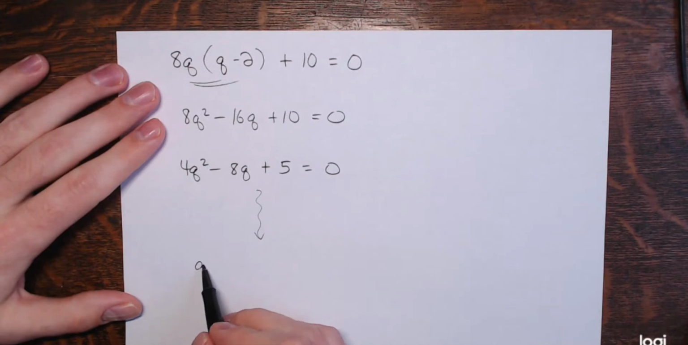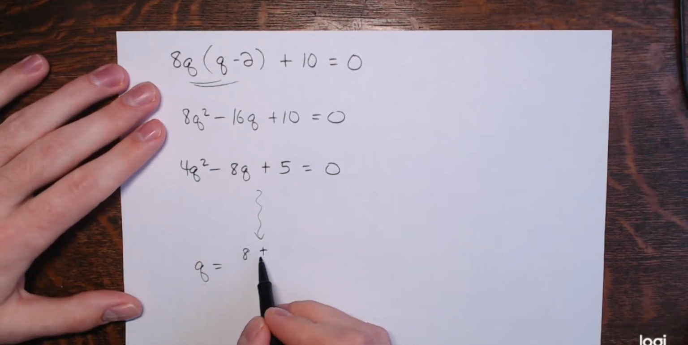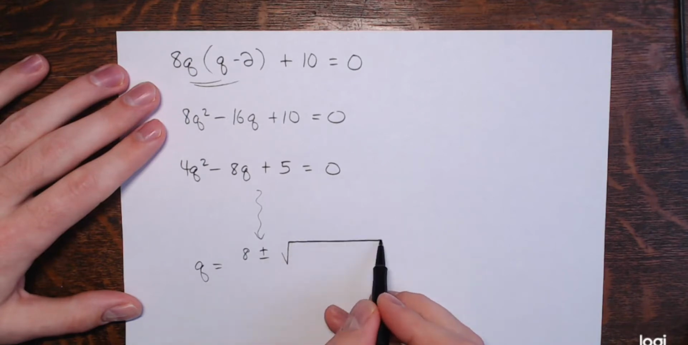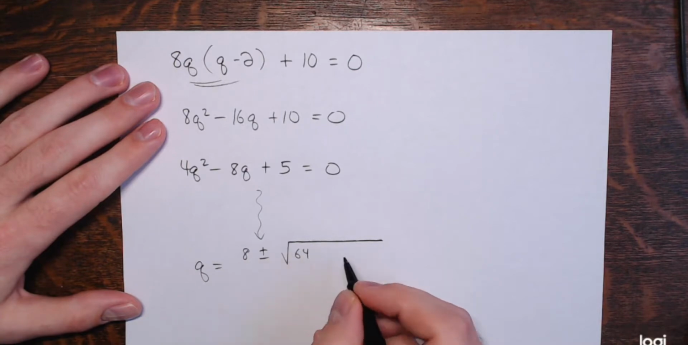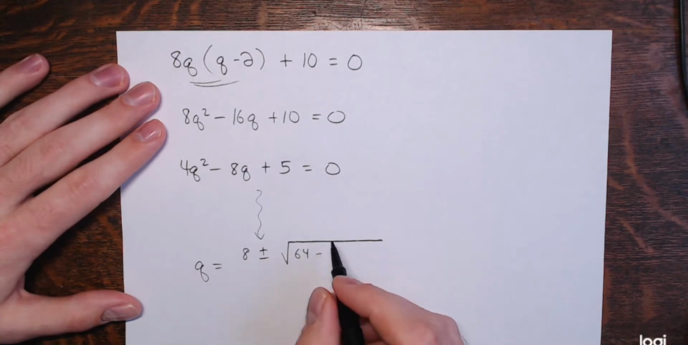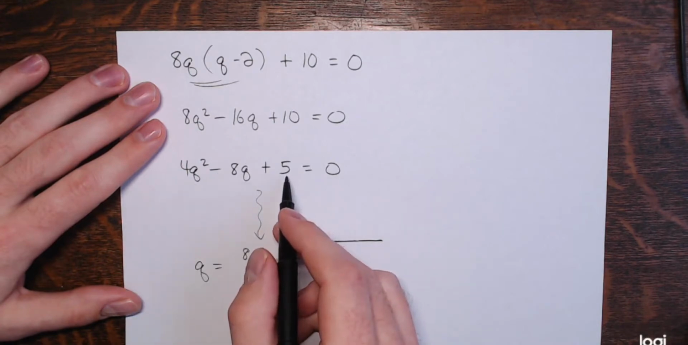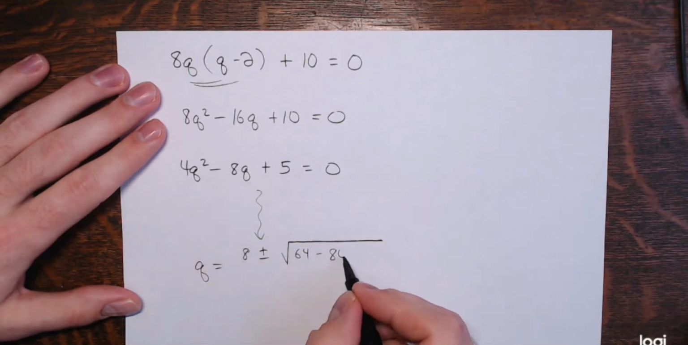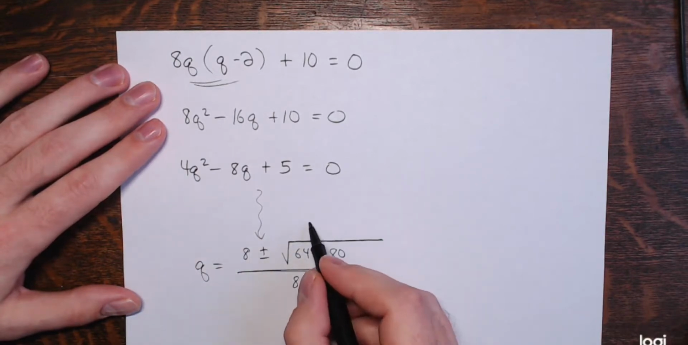Q equals the opposite of b, which would be positive 8, divided by plus or minus the square root of, negative 8 squared is 64, minus 4 times a times c, that's 4 times 20. 4 times 20 is 80, right? So another negative number. All that divided by 2 times a is 8. And this is the square root.